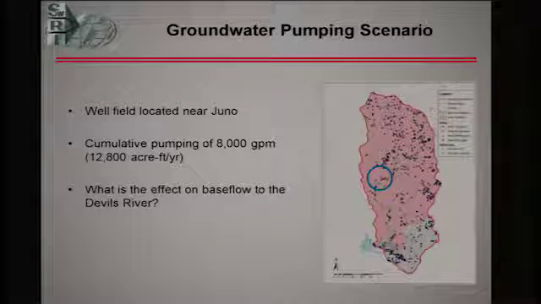So one of the scenarios, we haven't had a lot of opportunity to do the scenario testing, but we did put in a hypothetical well field somewhere around Juno, and we said that it's pumping over a relatively focused area because it's going to be focused. If they put something in, it's going to be focused along the river because it makes no sense putting it spread out in this type of flow regime. And we pumped it at 8,000 GPM up in this area.